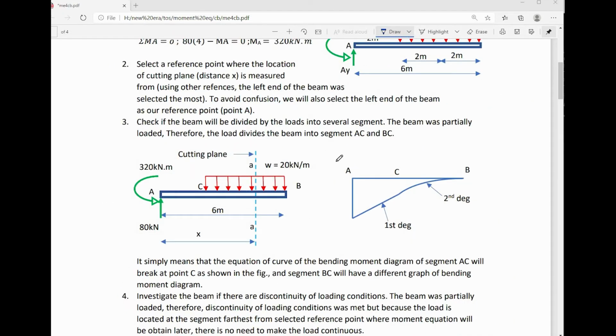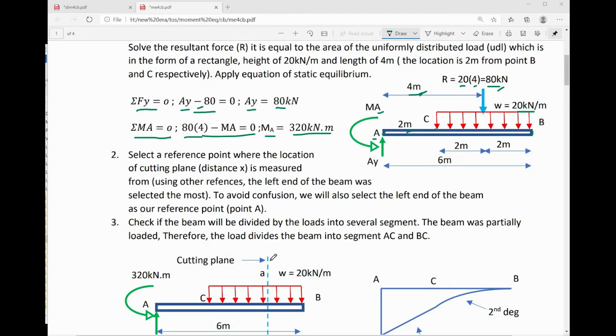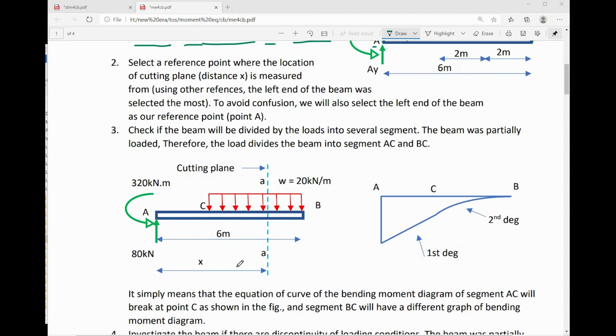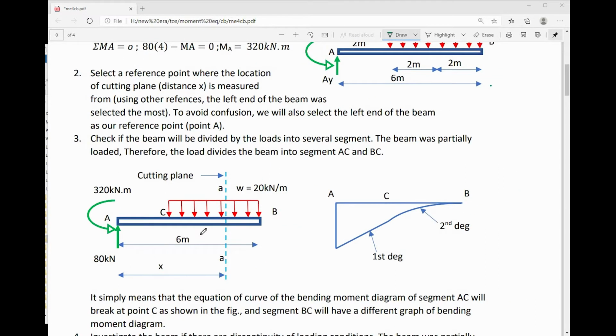We will now identify where will be the segment which is farthest from our reference point. But before we can do that, we have to count first how many segments the load divides the beam into. The beam will be divided into segments if the beam is subjected to a concentrated load, partial uniformly distributed load, and partial varying load. Since our current example is subjected to partial uniformly distributed load, the beam will be divided into segments, that is segment AC and segment BC.